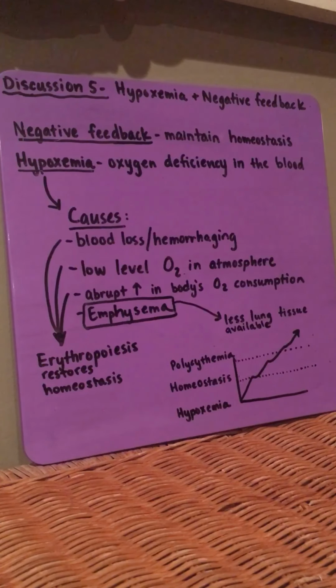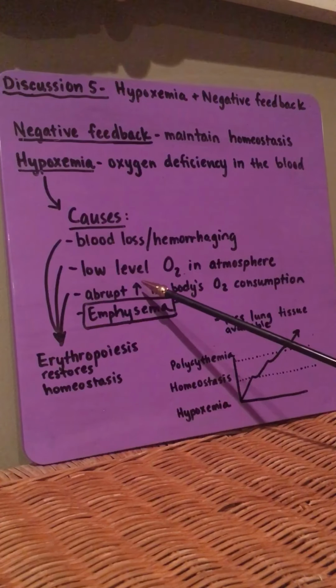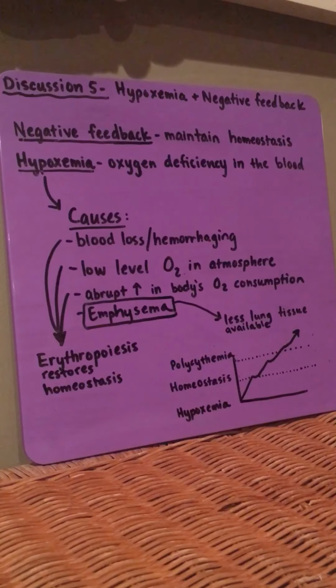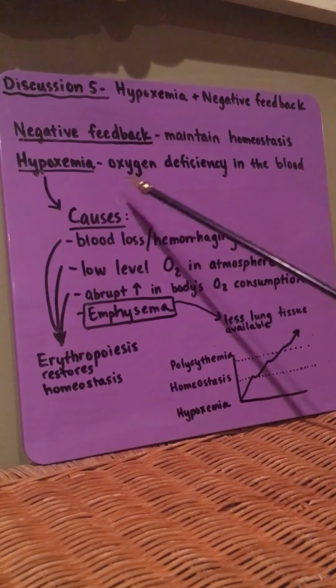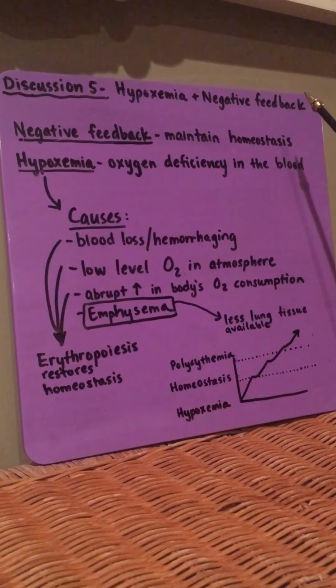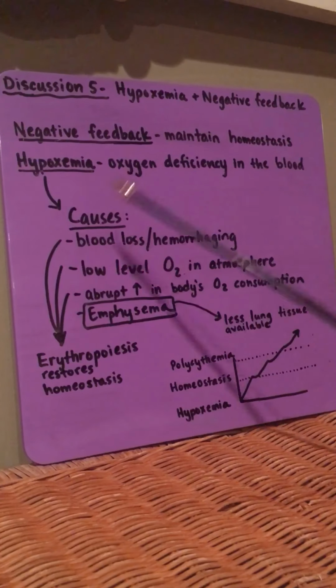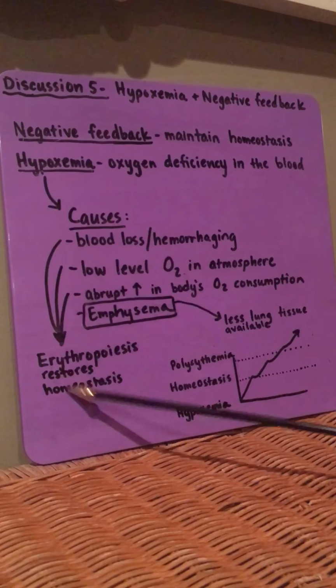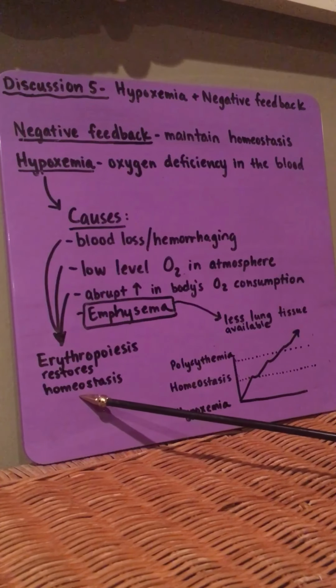to compensate. Another cause of hypoxemia is an abrupt increase in the body's oxygen consumption. For example, if a typically lethargic or sedentary person decides to start working out, their muscles will consume oxygen more rapidly than they're used to, which results in a state of hypoxemia that stimulates erythropoiesis to keep up with the demand. In these three cases, erythropoiesis will restore homeostasis.